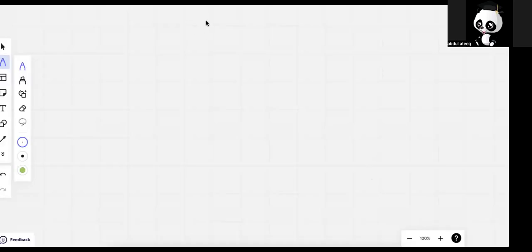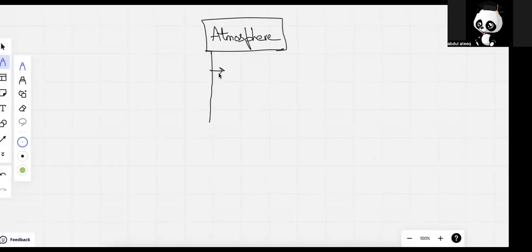Hi friends, today let's discuss a topic of atmosphere from the climatology unit of geography. While understanding a topic, it is always important to understand what subtopics have to be covered. So in this, the subtopics are: first we need to understand its definition.